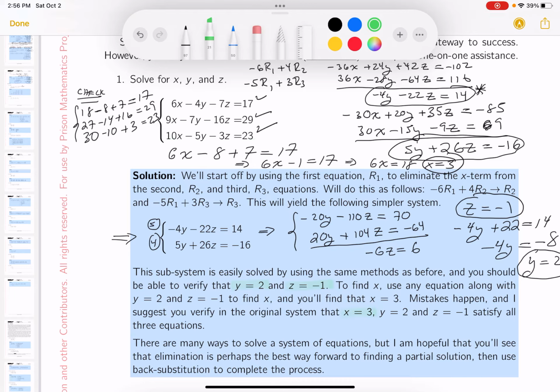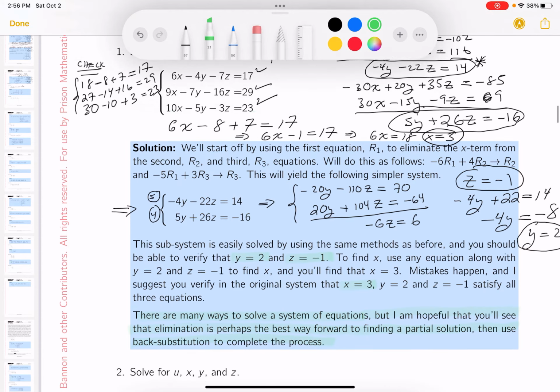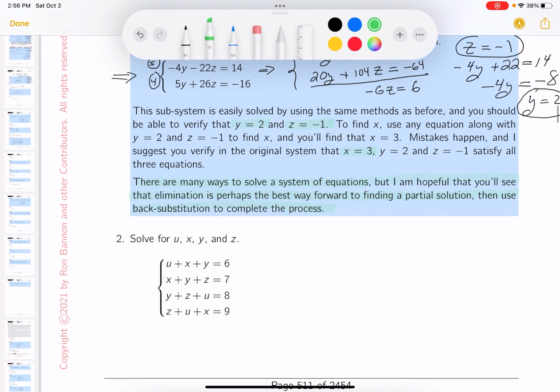They do go on to say there's many ways to solve the system of equations, all right? I'm just hopeful that you'll see some patterns to these problems over here, and that the elimination pattern is probably the best way forward. Not always, but you do an elimination, then what we do, we back substitute it. We found one of the variables, we try to use that to find the other variables. All right, the next one is a killer, all right?